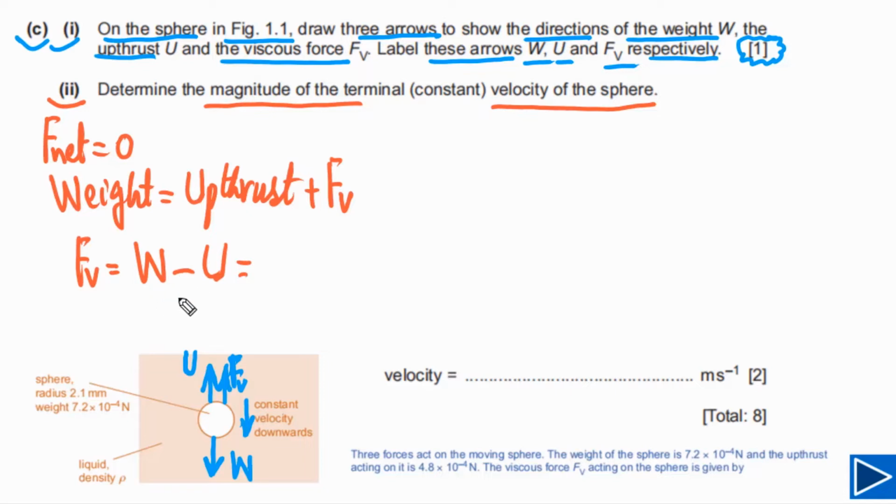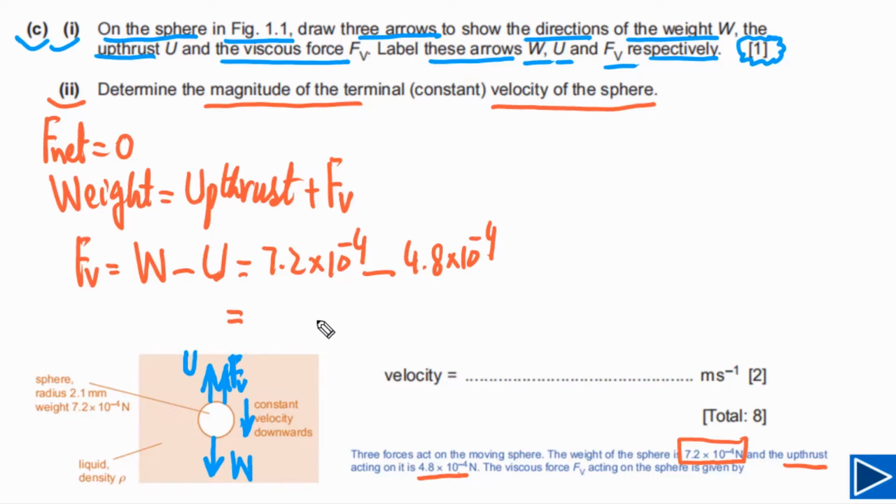For this question, we have the value of the weight. Weight of the sphere is given, and it is equal to 7.2 times 10 to negative 4. The value of upthrust is also given in this question, and that is equal to 4.8 times 10 to negative 4. And from here we can find the value of viscous force FV. If we solve this, our answer in this case will be 2.4 times 10 to negative 4 newtons. So this is value of FV.